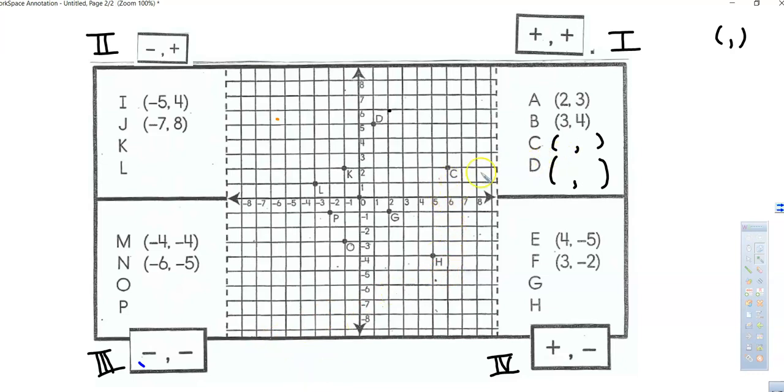So C, we want to know what the ordered pair is. How do we get to C? Remember, the first number is X, it's left to right. How far did we go to the right of 0 to get to C? Well, we went 6. 1, 2, 3, 4, 5, 6. So 6 is my X value. How far did we need to go up to get to C? 1, 2. So this is the ordered pair (6, 2). Not (2, 6). (6, 2). Left to right, followed by up and down.